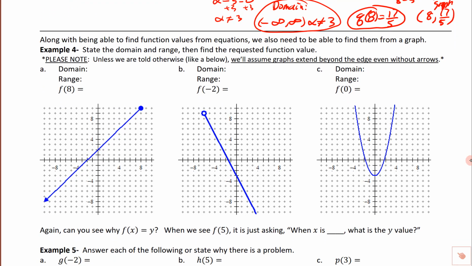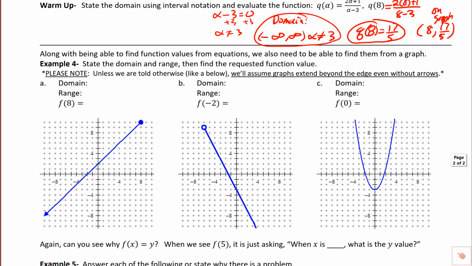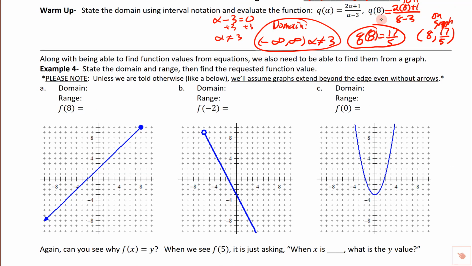The other thing we need to be able to do, along with finding function values from function notation, from the original equations, is find them from a graph. It turns out this is pretty easy to do, but some people get a little bit confused. So we're going to go over this in detail. Make sure you pay attention, and if you've got questions, clear them up, because this is a really important thing that some people struggle with. It says state the domain and the range, then find the requested function value.